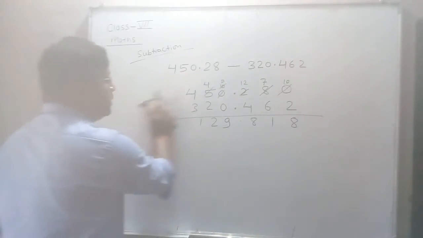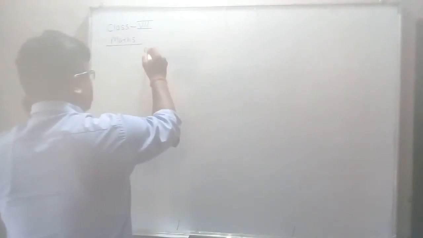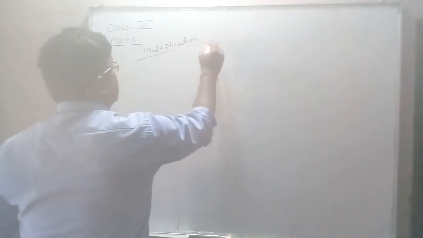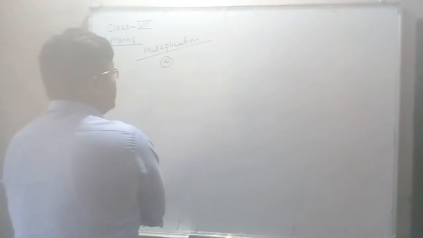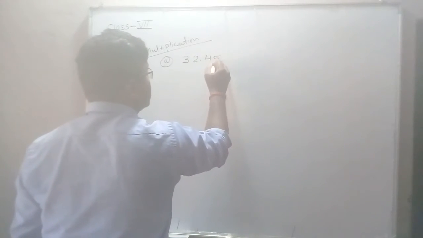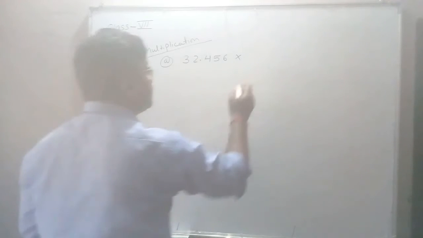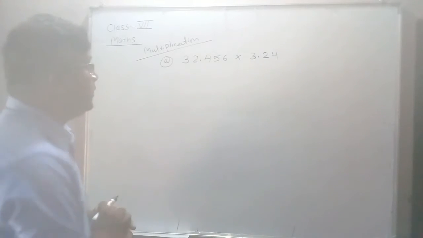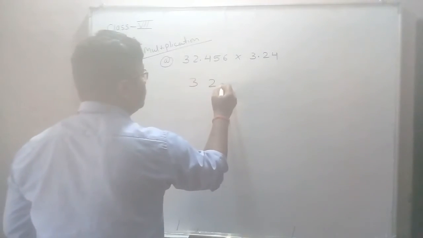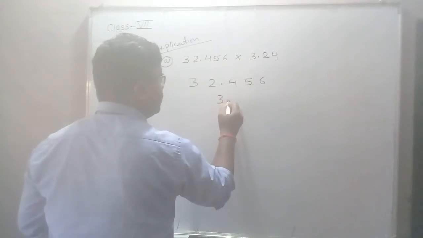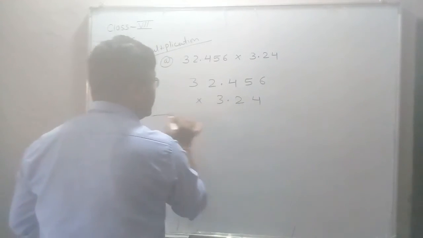Okay, now let's see the multiplication. While multiplying, let me take the question. 32.456 multiplied by 3.24. Okay, so what we have to do here: 32.456 and 3.24, we have to multiply.